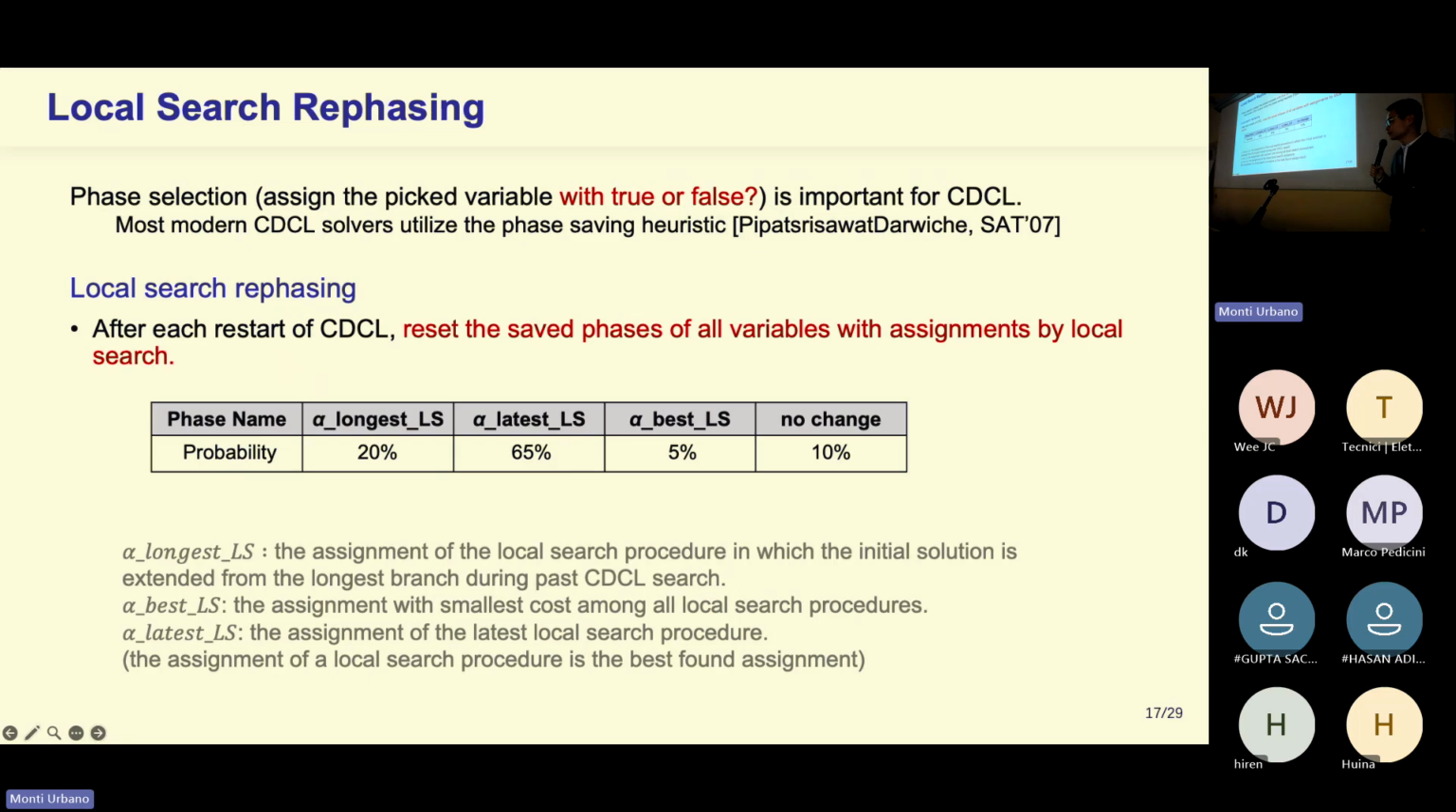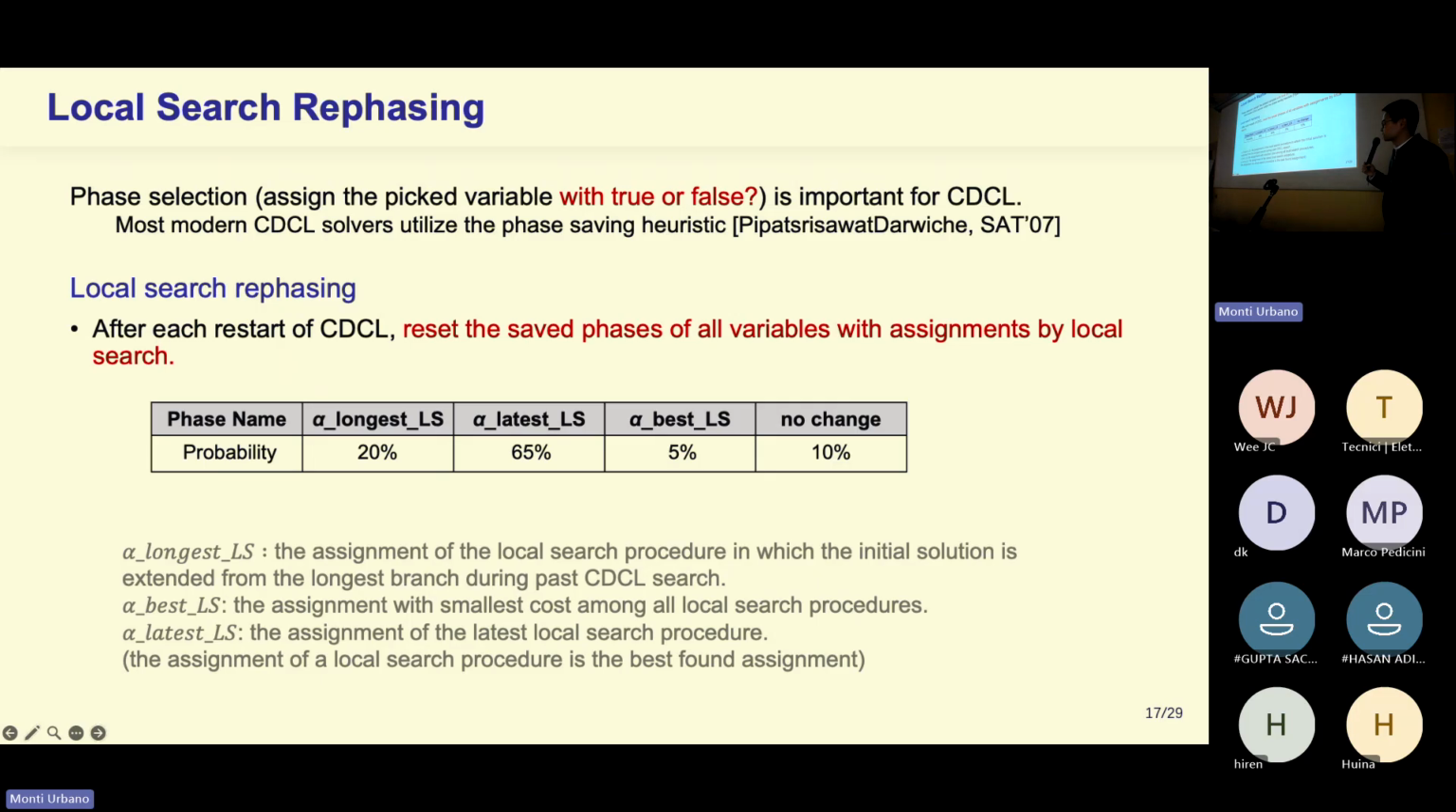And the second piece of information to be utilized is the assignments. In CDCL, after picking a variable, we need to decide whether to assign it to true or false. This is important. Modern CDCL solvers use the phase-saving heuristic. We propose to use local search assignments to do the rephasing resets. After each restart, we can reset the values, also called phases, of the variables with assignments collected by local search.